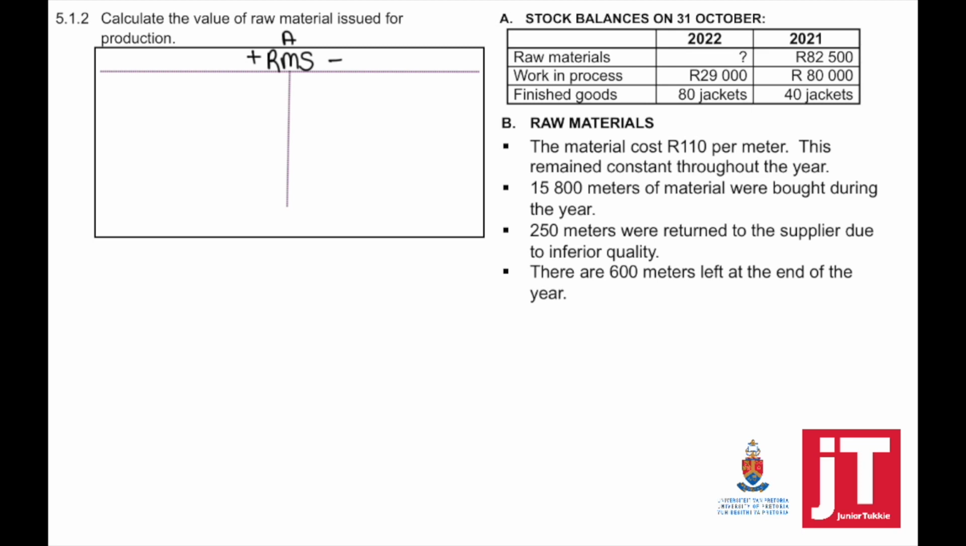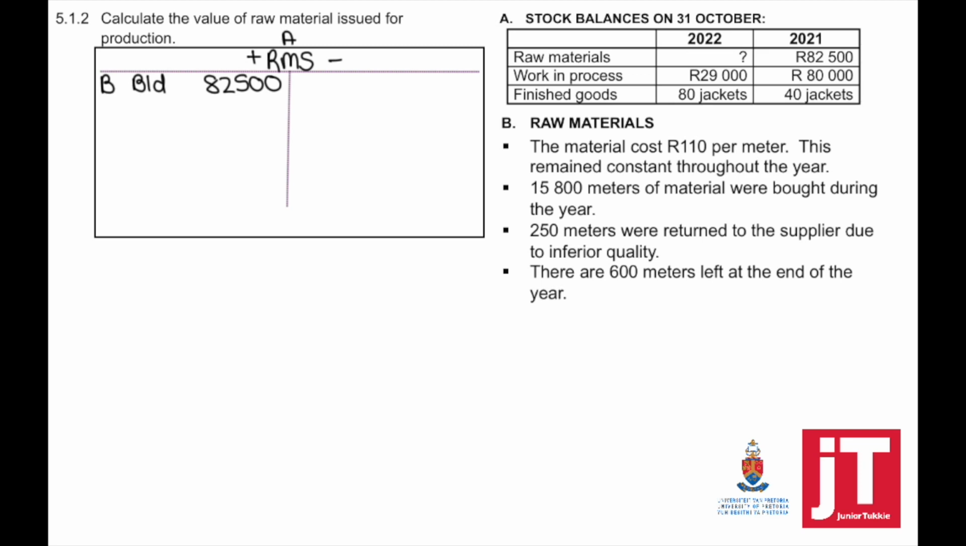I prefer doing a T account, knowing that if I want to calculate the raw materials issued, I need to open up the raw materials stock account. And I'm going to start by writing down the information which is given to me. They provided the raw materials balance in the beginning, 82,500. The raw materials at the end is a question mark. Then it says that the material cost 110 Rand per meter. This remained constant throughout the year.